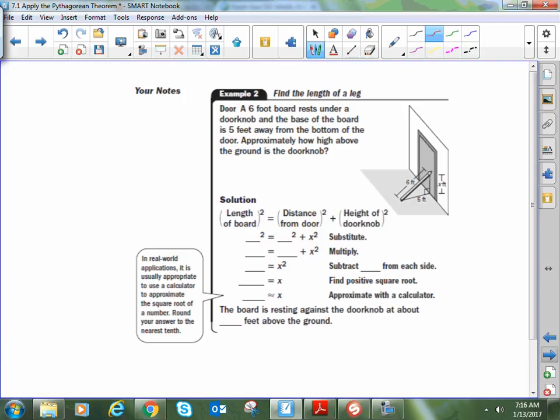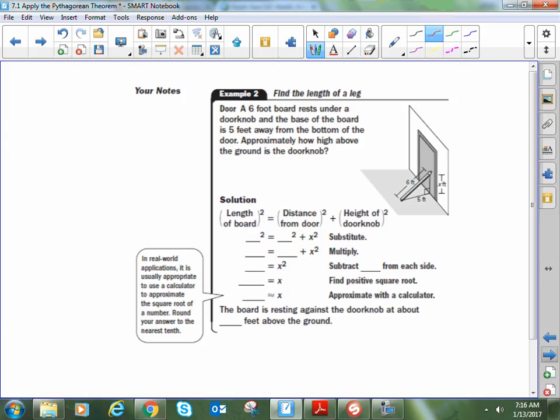So let's look at our next example here. Instead of finding the hypotenuse, now we're going to use the Pythagorean theorem to find the length of a leg. Now, what we would normally see here is the diagram that's been provided for you. Sometimes that will be given to you in a problem, and sometimes you'll just be given the word problem itself.